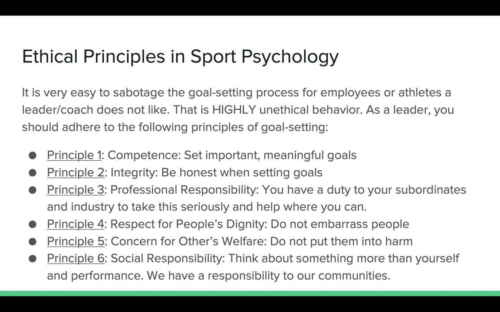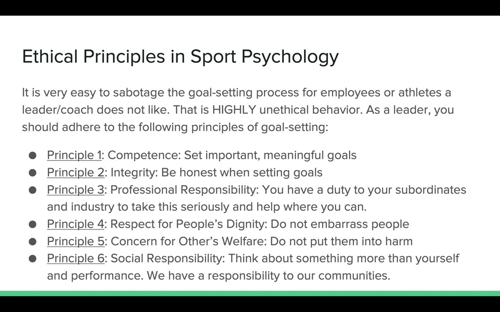Finally, social responsibility. Think about something more than yourself and performance. We have a responsibility to our communities. We have a responsibility to our organization, and we have a responsibility to that person if you're working in a one-on-one situation and setting. And let's say you're a coach and you just personally don't like this particular athlete, but you have a responsibility to them, to the coaching profession, and to sport, humanity in general, not to put them in positions where they can be compromised, that they can be hurt, or they can embarrass themselves or other people, right? It's about understanding the time, space, and place where leadership is going to take place.